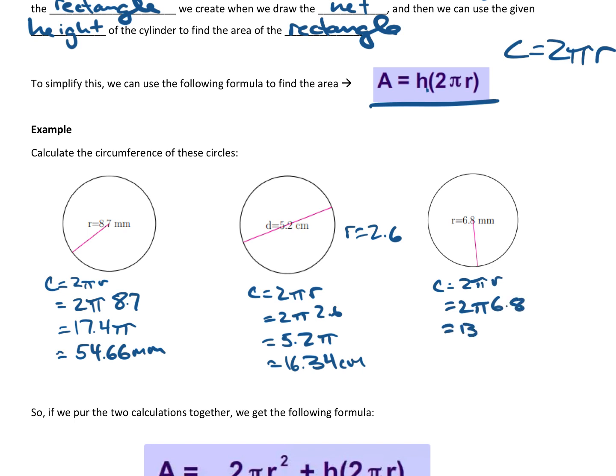Okay, and then again we have C equals 2 pi r equals 2 times pi times 6.8. 6.8 times 2 is going to give me 13.6 pi. 13.6 times pi is 42.73. And then again, my measure is millimeters.